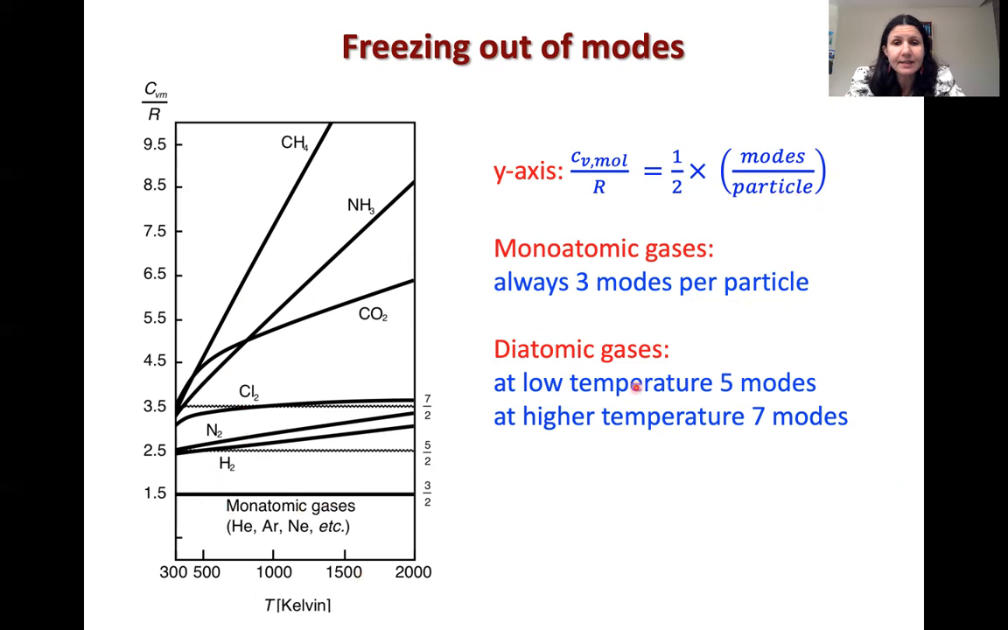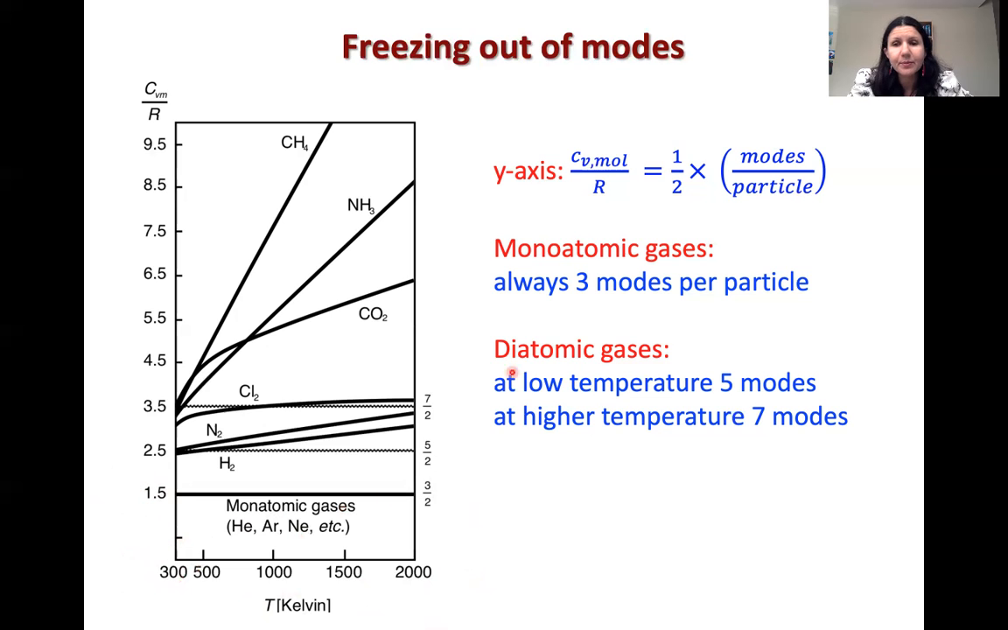For gases, it's always going to be 3 modes per particle, because you can never freeze out the translational kinetic energy modes. They're always there as long as you're above 0 temperature. Only exactly at absolute 0, when all motion is frozen, although quantum mechanically it's not quite true, but classically when all motion ceases, there wouldn't be those modes. But anything above 0, from about 300 Kelvin, around room temperature, to very high temperatures of 2000 Kelvin, you will always have these 3 modes.